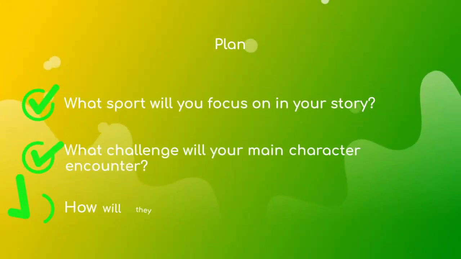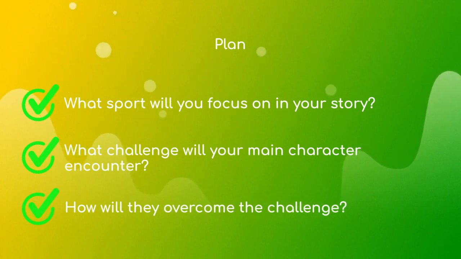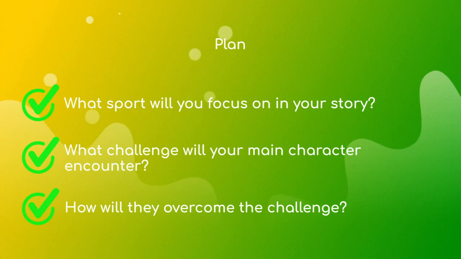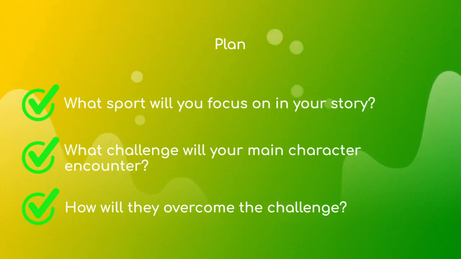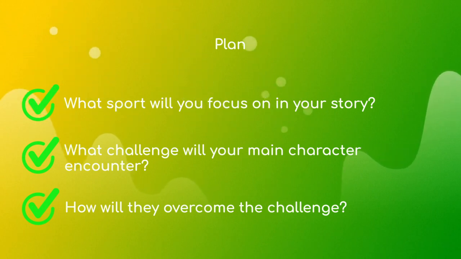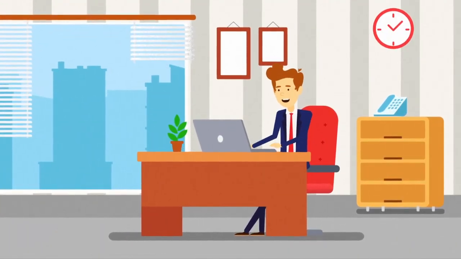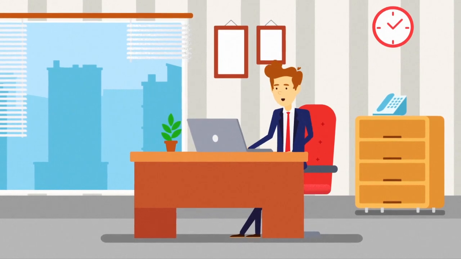To start, let's make a plan. For this story, you will simply plan by answering these 3 questions. An example could be, what sport will you focus on in your story? Basketball. What challenge will your main character encounter? They'll miss the winning shot. And how will they overcome the challenge? They will train harder for the next game. With our simple plan completed, it is now time to begin writing.